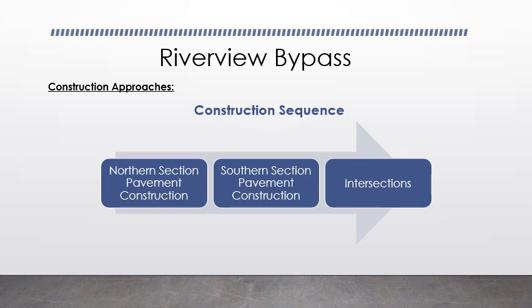Now the construction approach. The construction sequence that we'll have here, we'll start with the northern section pavement construction, and then we'll go to the southern section pavement construction, and after this we will construct the two intersections.